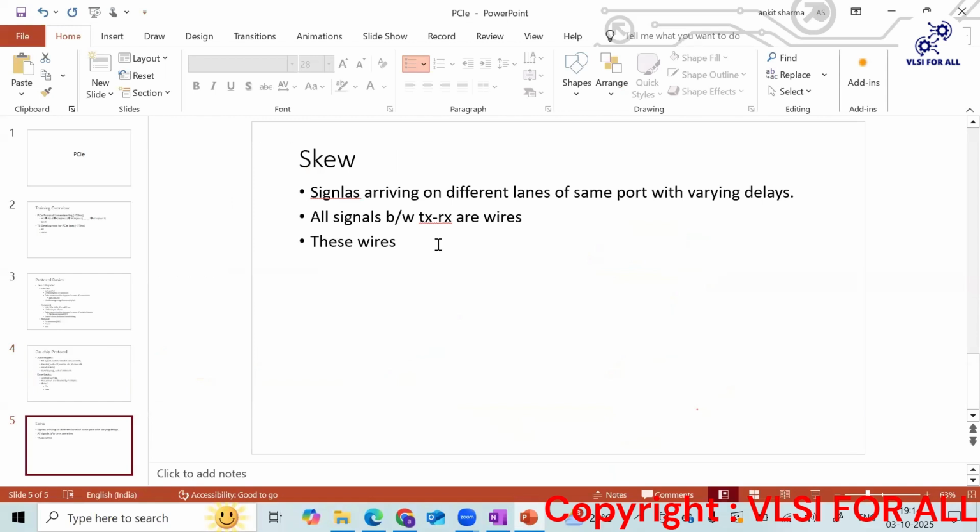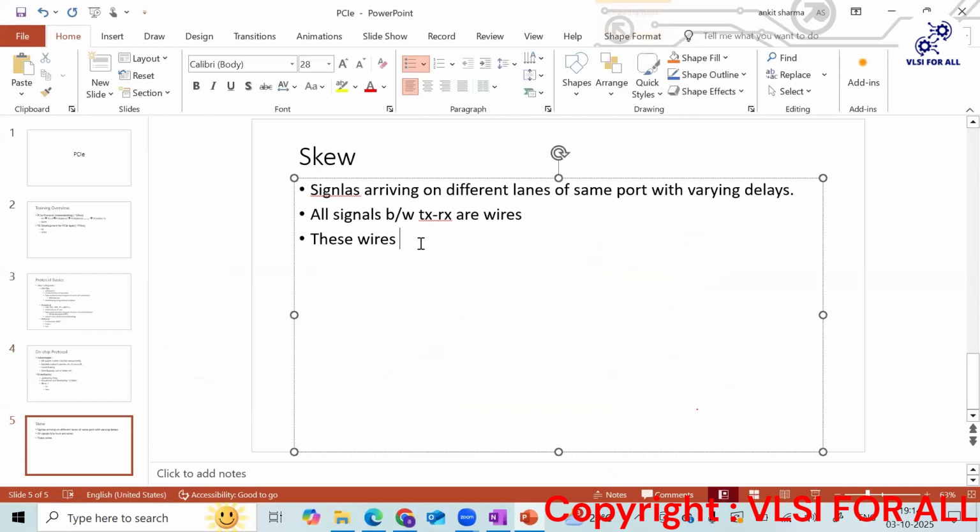So these wires can have varying delay. So did anyone hear about this skew before, earlier?